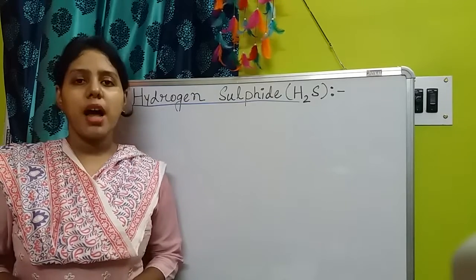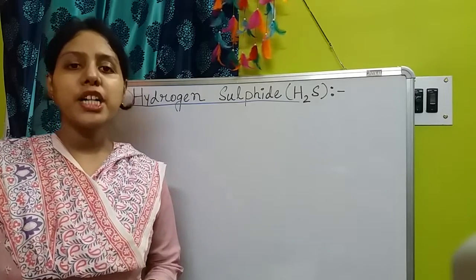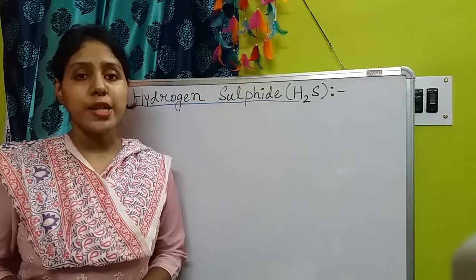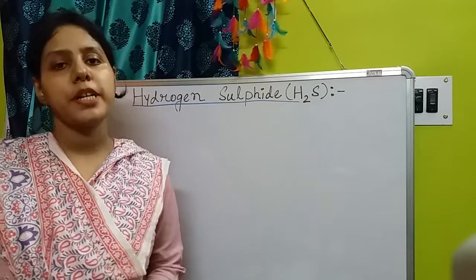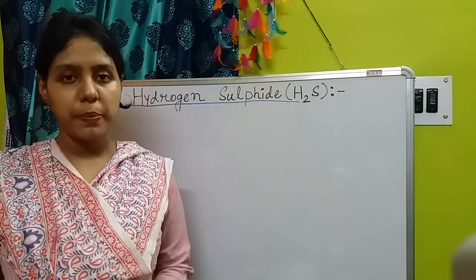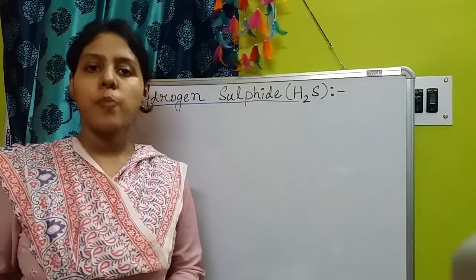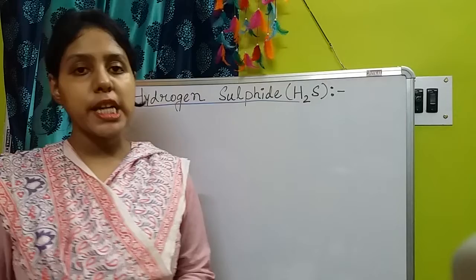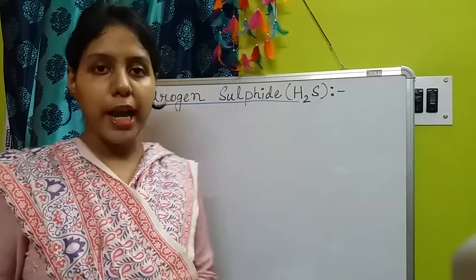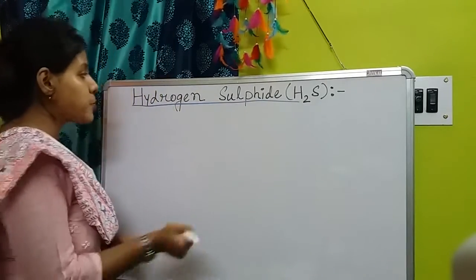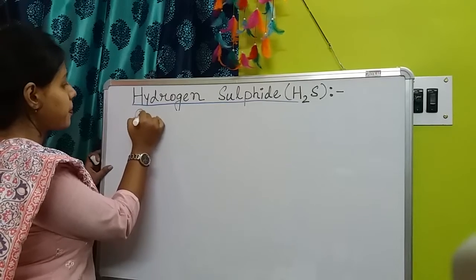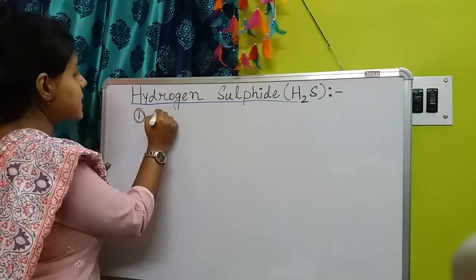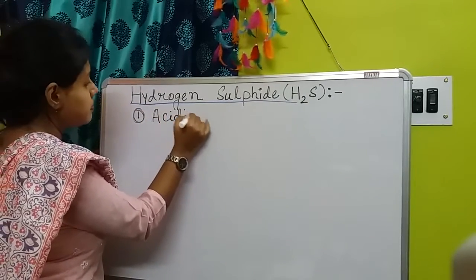So this is our video part 2, where we are going to discuss the chemical properties of hydrogen sulfide, right? In our previous video we learned about physical properties, and today we are going to see the chemical properties. Okay, so let's come to the board. First property, that is acidic property.